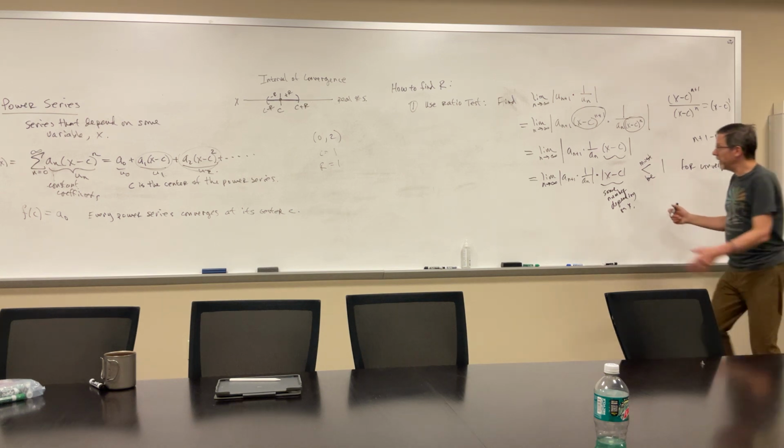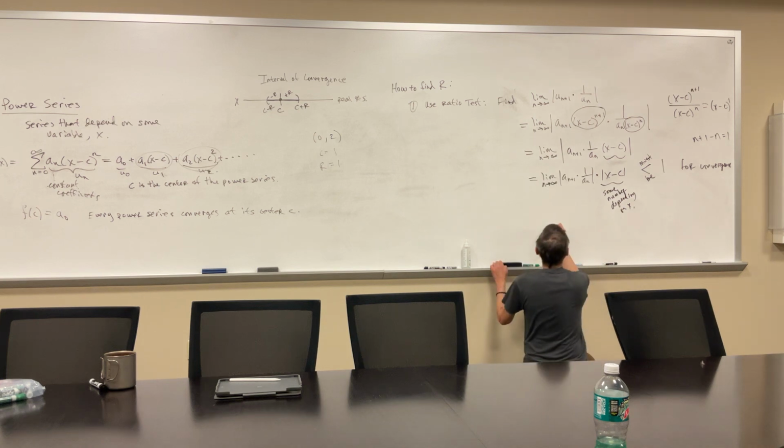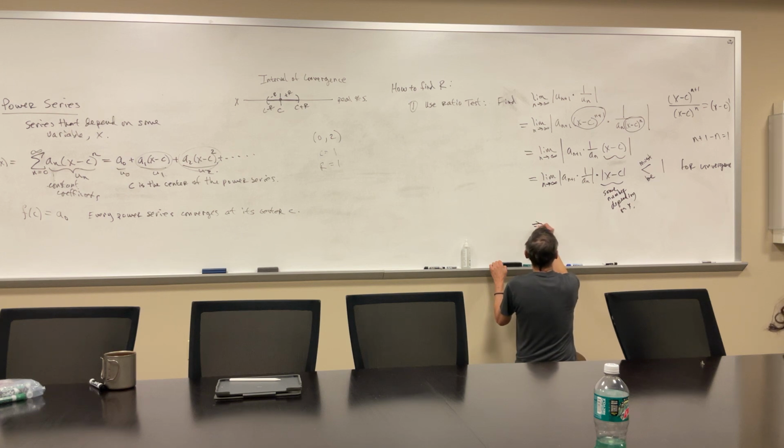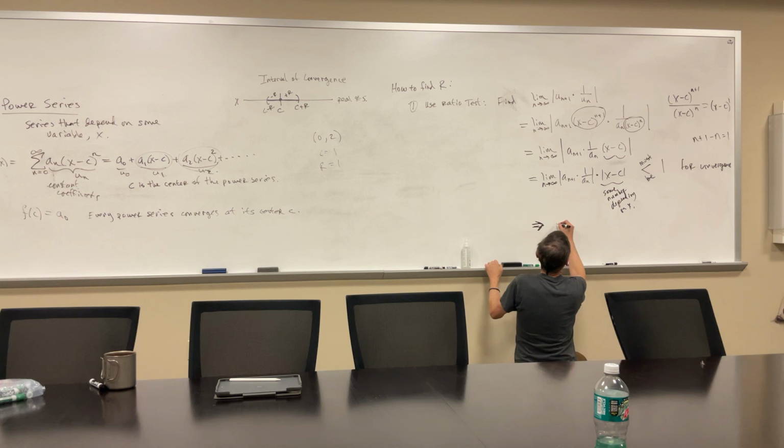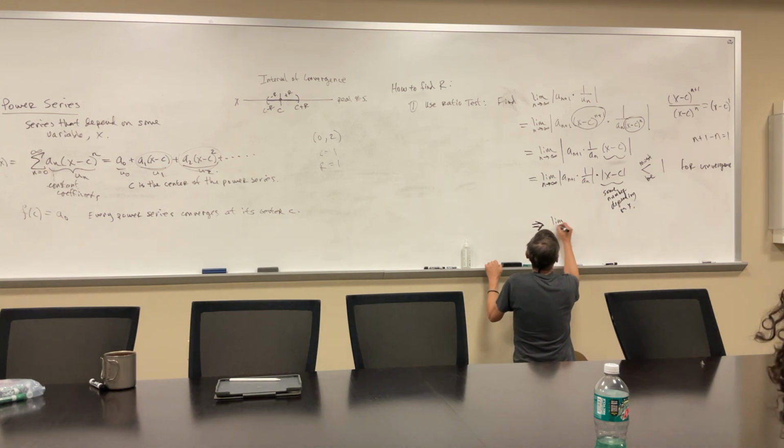So let's see what that means. That means I've got this limit here. So this means, I'm going to put a little right arrow, so this follows from that limit as n goes to infinity of a sub n plus 1.